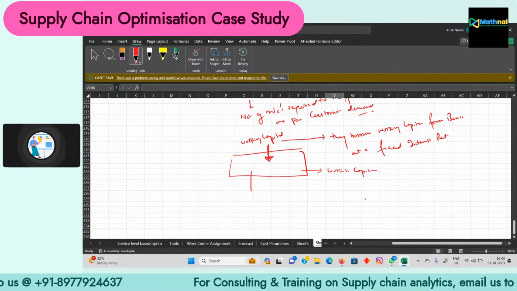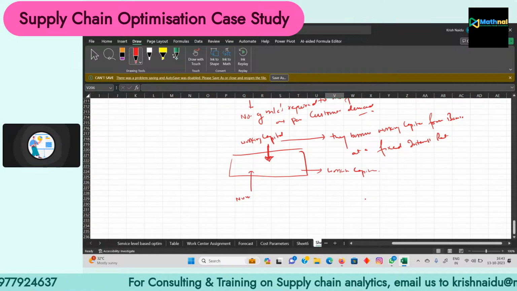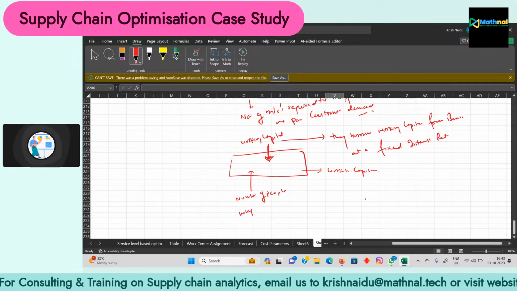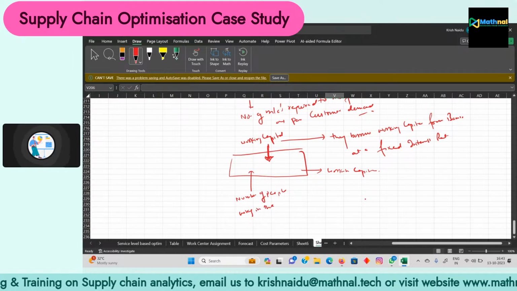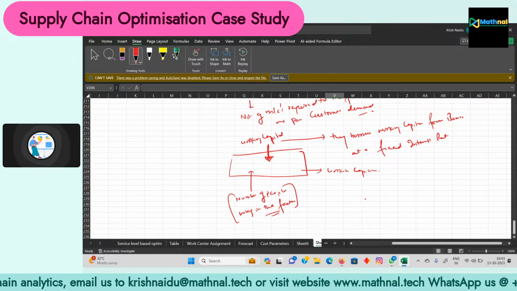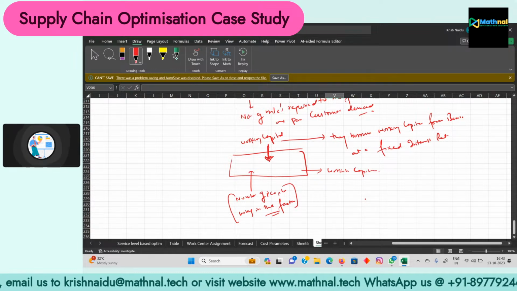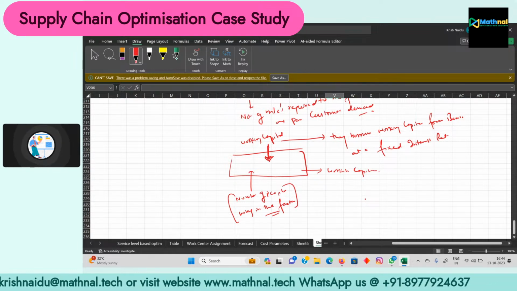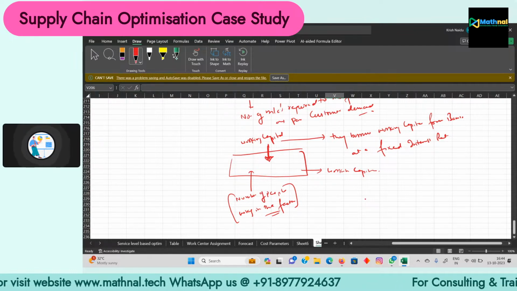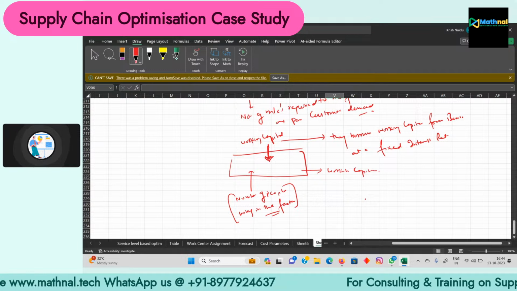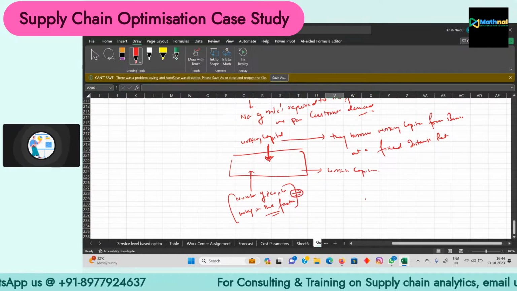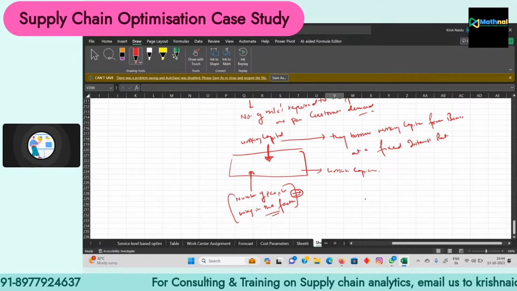Okay, the number of people working in the factory, right? This is also another constraint. Some days you might have fewer people, or because some people will be on leave, some people might be shifted to other locations, right? So the number of people working in the factory is also one of the inputs we need to take into consideration.